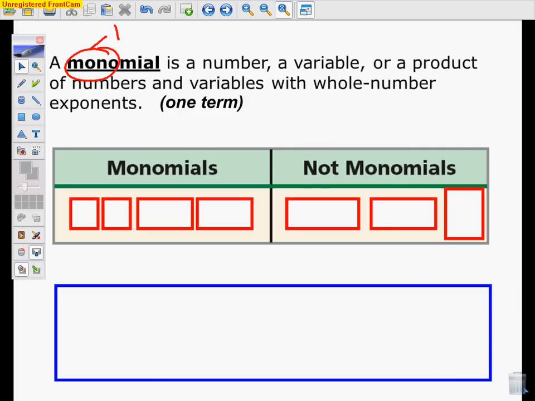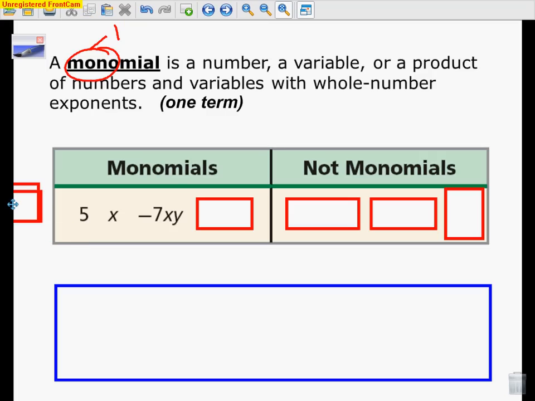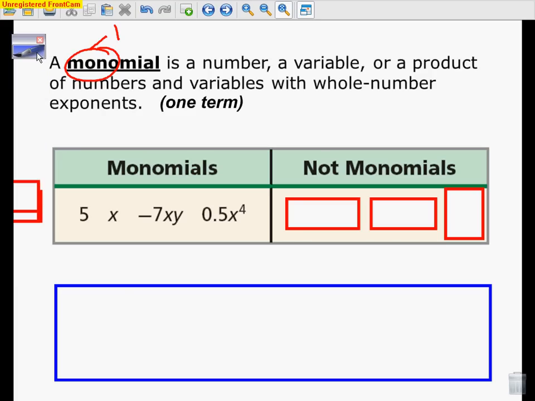Some examples of monomials would be 5, that's a monomial. X is a monomial. Negative 7xy is a monomial. And 0.5x to the fourth. Now, these are all monomials because they are all one term. 5 is one term. X is one term. Negative 7xy is one term.